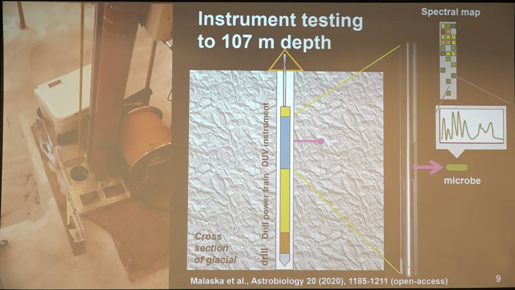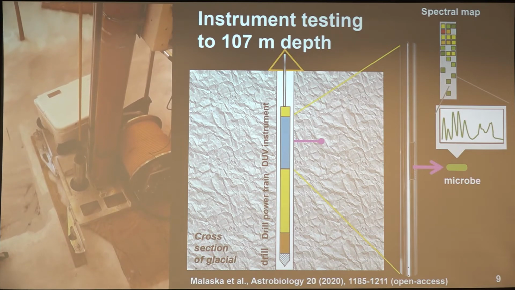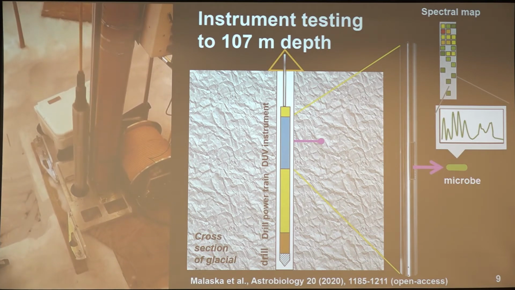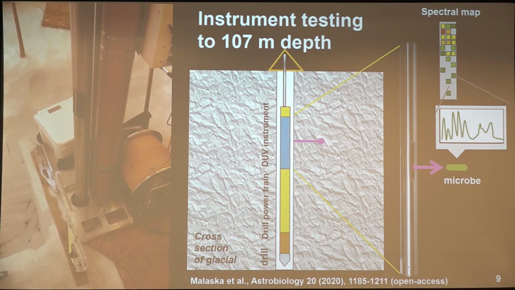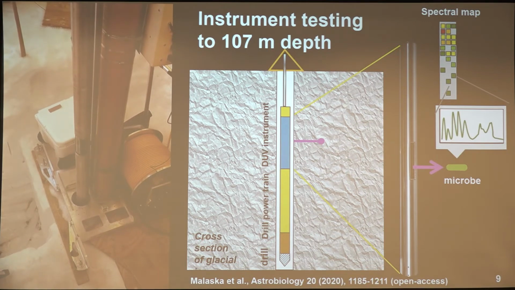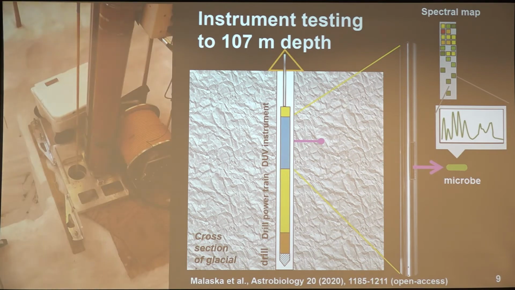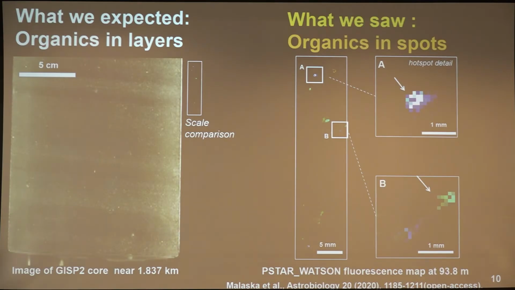Oh my gosh, the video actually works. Okay, cool. So there's the video. This is us raising our instrument out of the deep ice. We had a deep UV fluorescence instrument that was scanning inside the ice at about 100-meter depth, looking out and recording any types of organic signals that were fluorescent, and basically seeing what's down there. And what we expected was to see a bunch of layers.